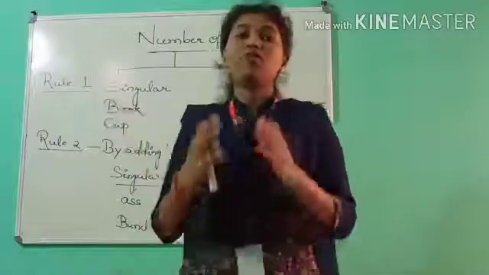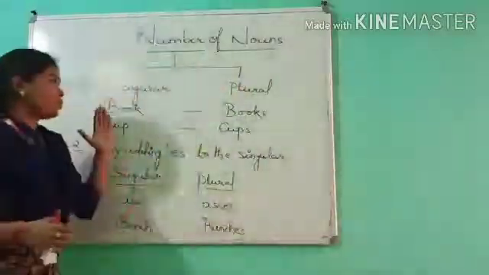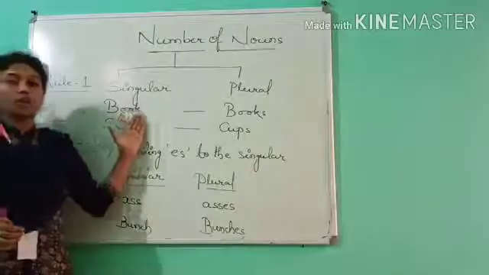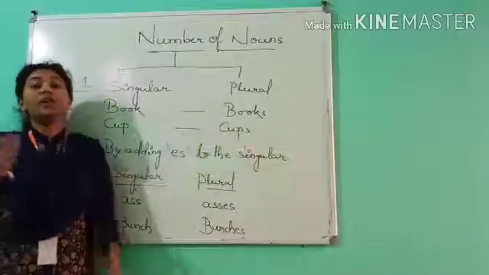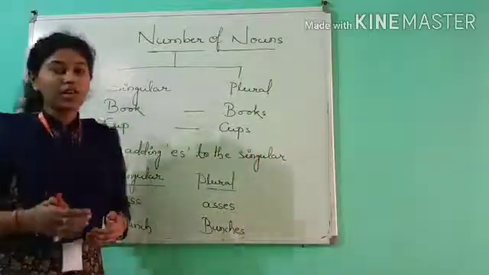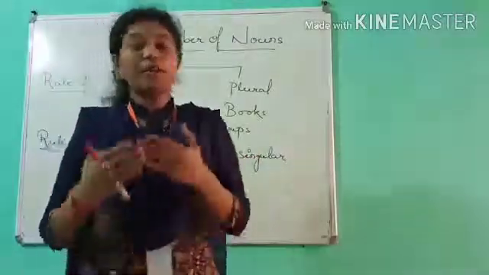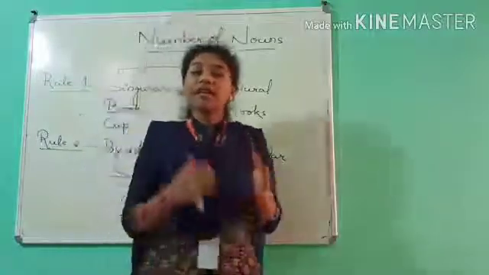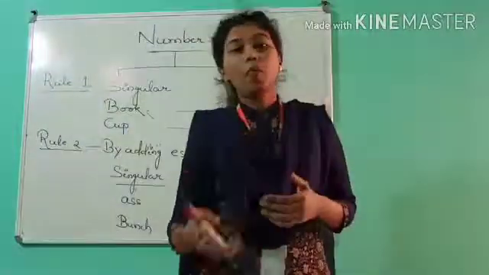So here we will read the first rule. You can see here, book, we are adding s to it, it becomes books. Cup, add s, cups. Girl, if we add s to it, then it becomes girls. If we add s to boy, it becomes boys.